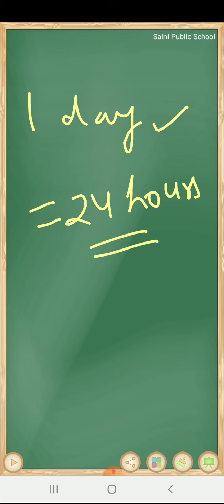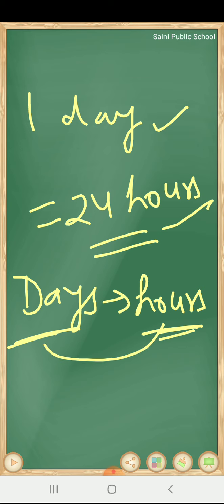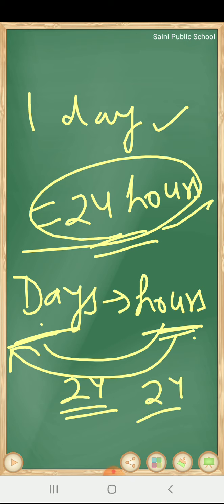What is the relation between days and hours? One day is equal to 24 hours. For converting a bigger unit into a smaller unit, like days into hours, we use multiplication. So we multiply the number by 24, because in one day there are 24 hours. And for converting hours into days, a smaller unit into a bigger unit, we divide by 24.